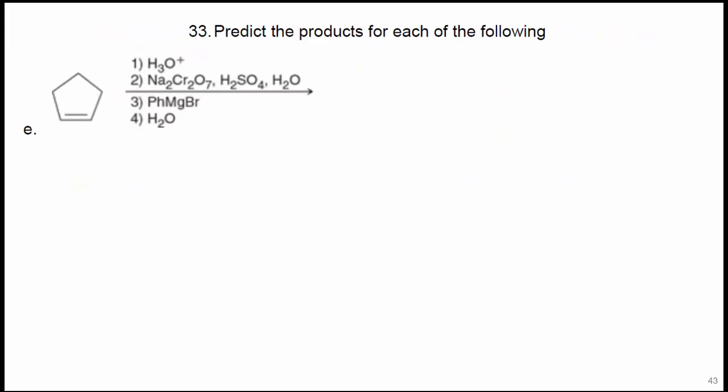All right, here we're looking at different products. So why don't you guys attempt this one? I'll give you a couple of potential answers, but this is a 3-step reaction. So there's going to be 3 different things that happen here.